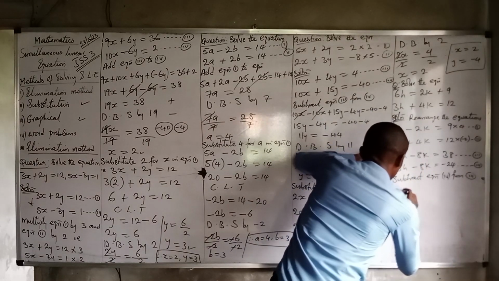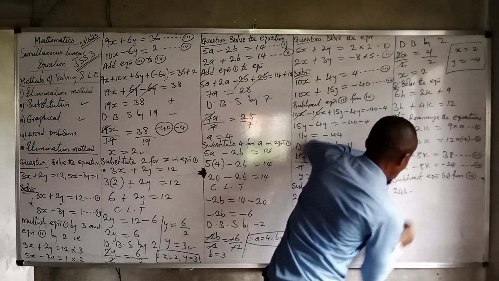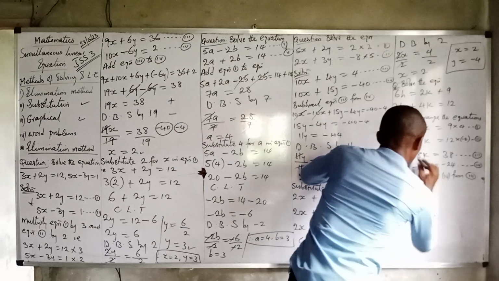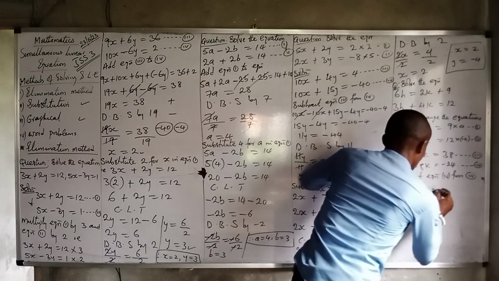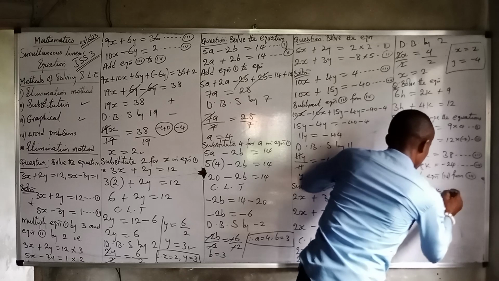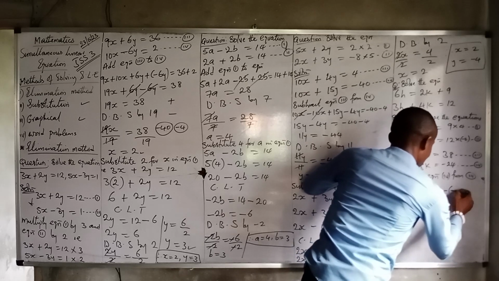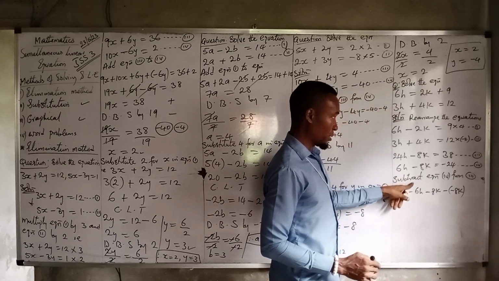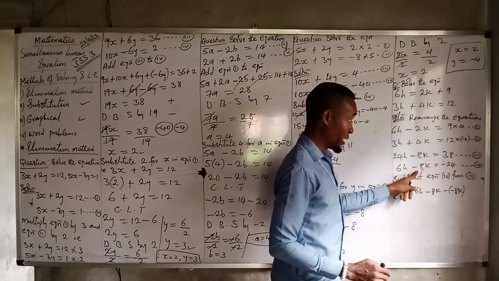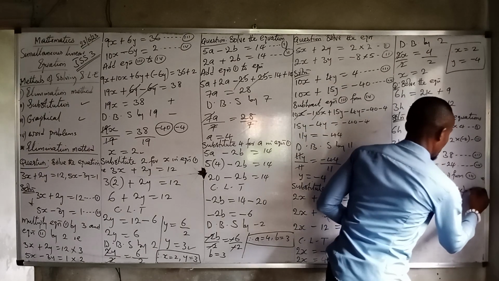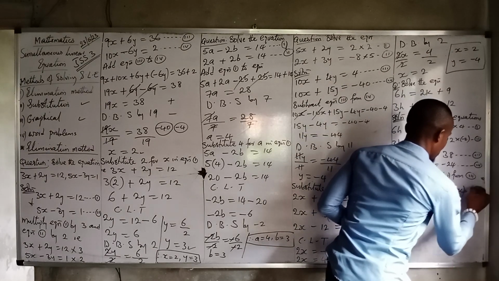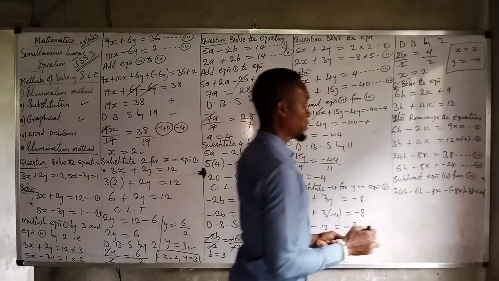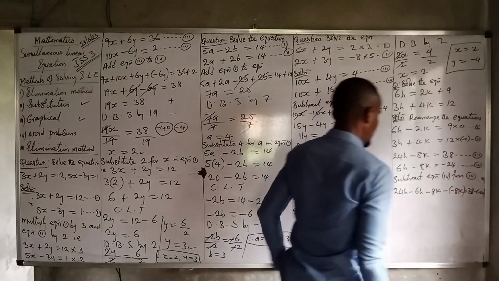I'll say 24h minus 6h, then minus 8K minus bracket minus 8K. You know that this minus comes from the word subtract. Then 8K is here. You get me? Yes. Then equals 38 minus 24. Alright? Okay.